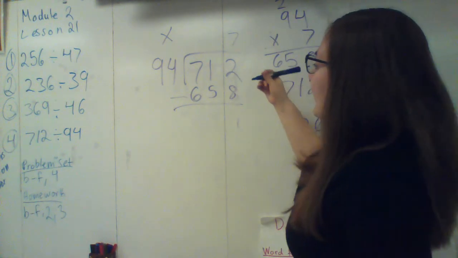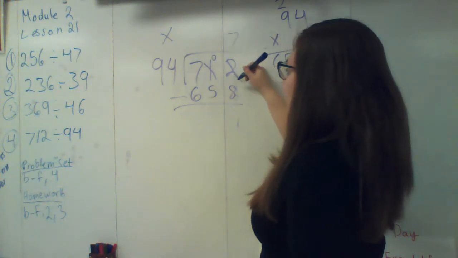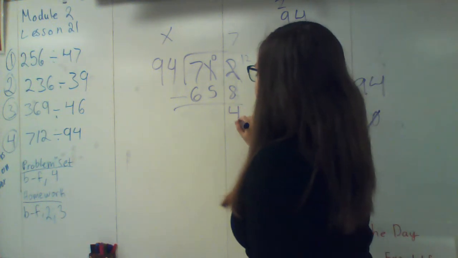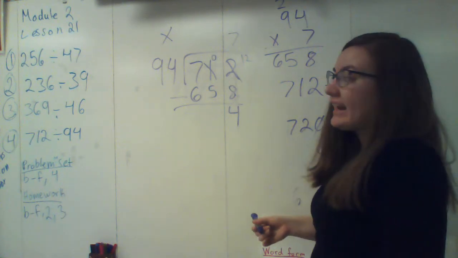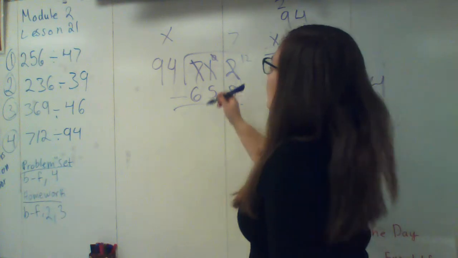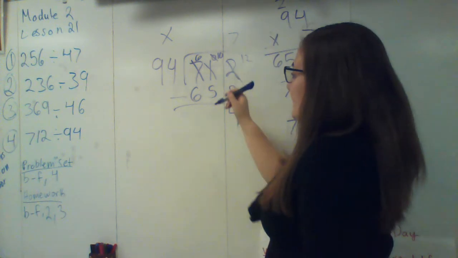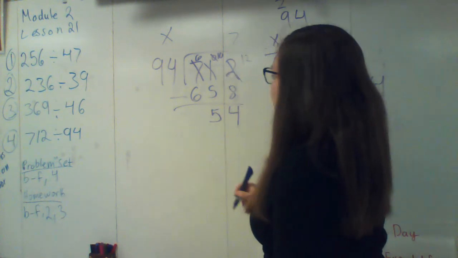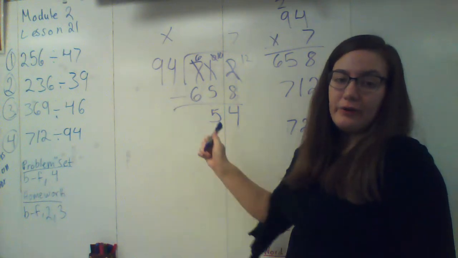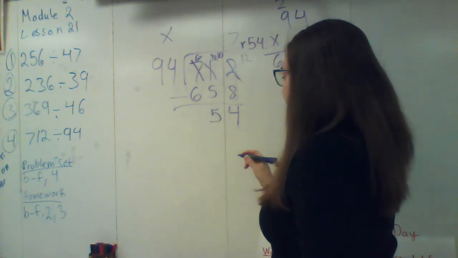I can't do 2 minus 8, so I'm going to have to cross that out and borrow from the other number. So this now becomes a 0, and this becomes a 12. 12 minus 8 is 4. Now I come to the 0 minus 5. I can't do that. I have to cross out this 0, cross out that 7. This becomes a 6, and then this becomes a 10. And then 10 minus 5 is 5, so 54, and 54 works as a remainder because 94 cannot fit into 54. So 7, remainder 54.